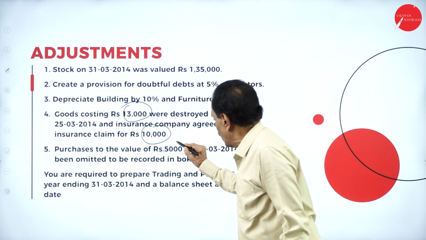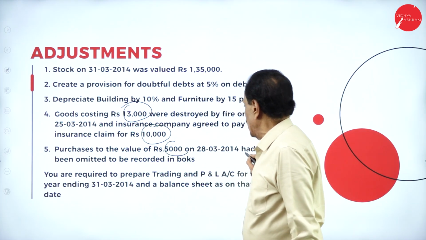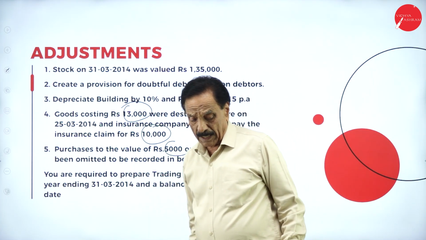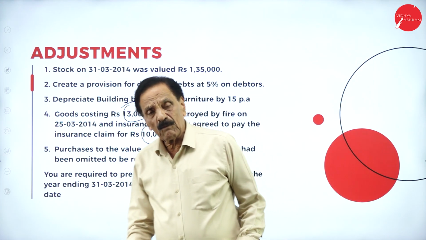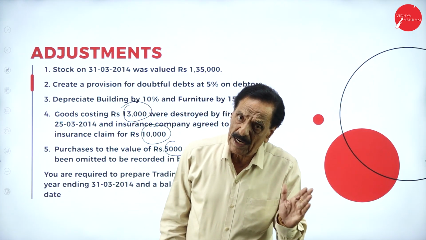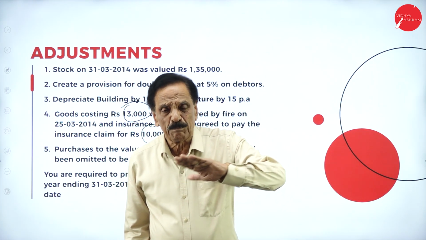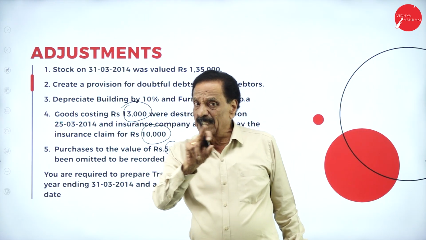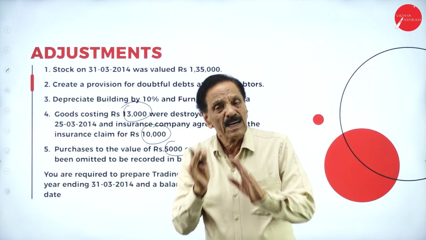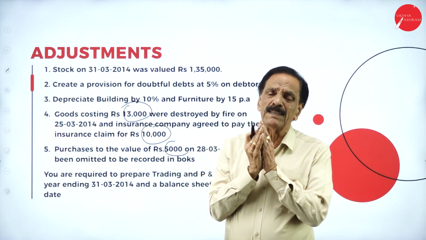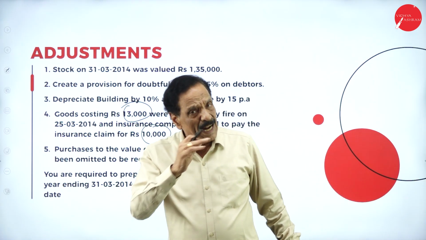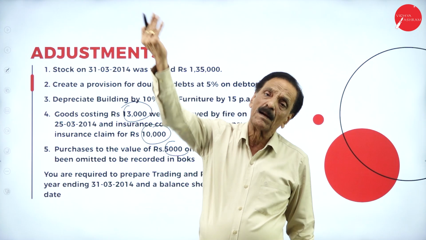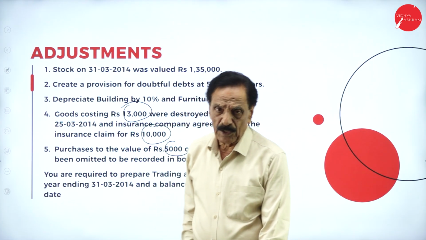Purchases to the value of 5,000 on 28th had been omitted to be recorded. When it is omitted, it is a credit purchase. That should be added to purchases. Then it should be shown on the liability side of the balance sheet as a creditor for purchases. What to do? It's an omitted item, nothing but a credit transaction. Add to purchases. Then it will appear on the liability side of the balance sheet.